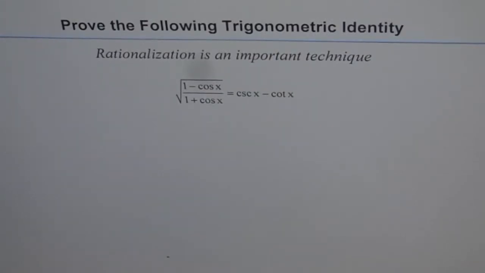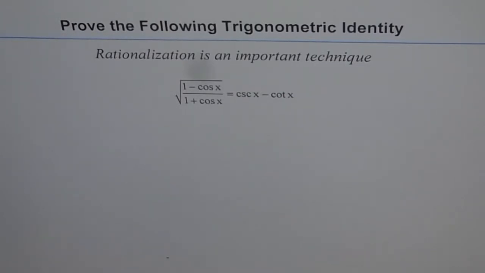Prove the following trigonometric identity. So we have a square root on one side, and it is the square root of (1 minus cos x) divided by (1 plus cos x). And on the right, we have the reciprocal trigonometric ratios, cosecant x minus cot x.